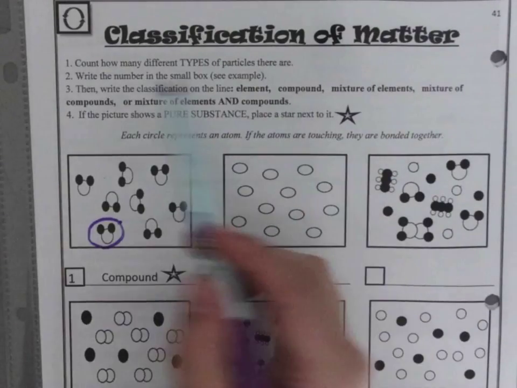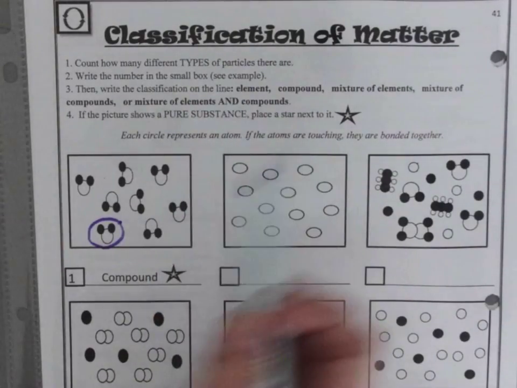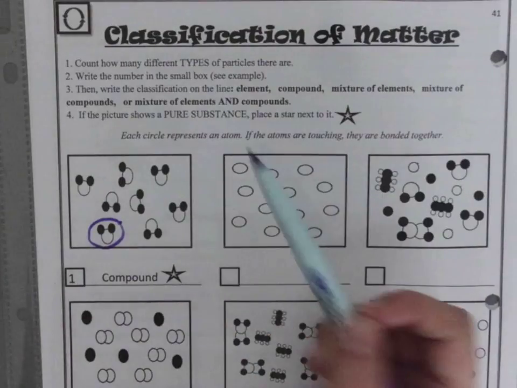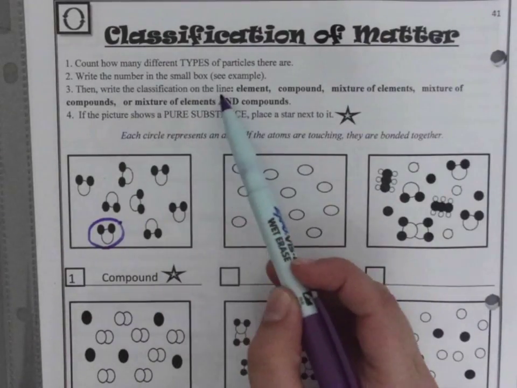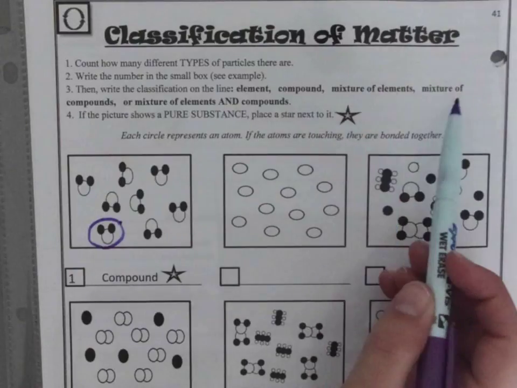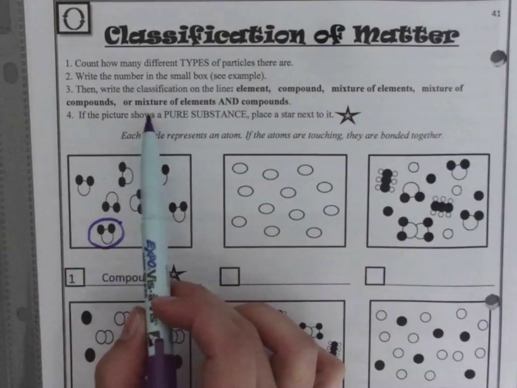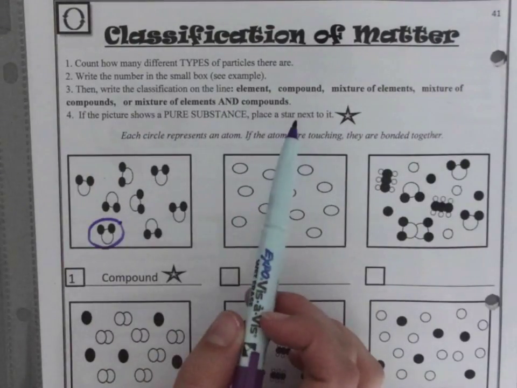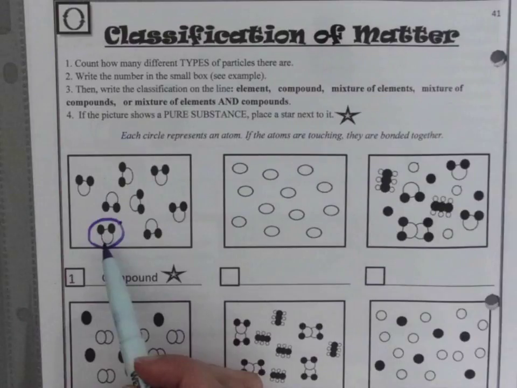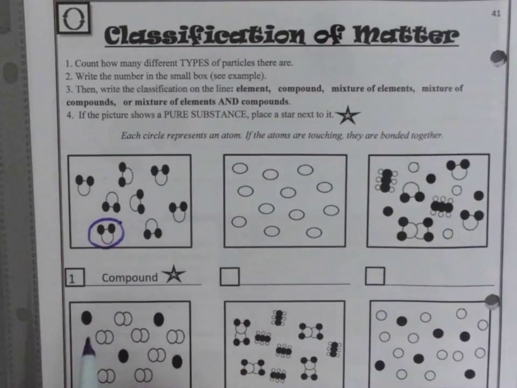So step 2 says write the number in the small box. So we wrote number 1 type of particle. Then we write the classification on the line. Is it an element, a compound, a mixture of elements, a mixture of compounds, or a mixture of elements and compounds? For this type of particle, it is a compound. It has 3 atoms that are bonded together, and the atoms are different, so that makes it a compound.